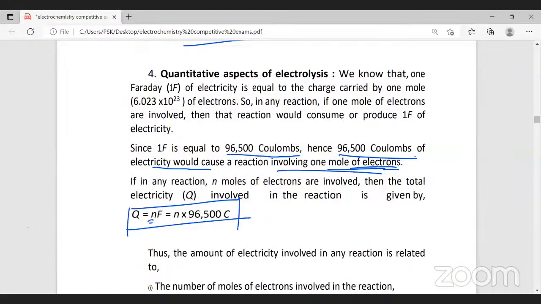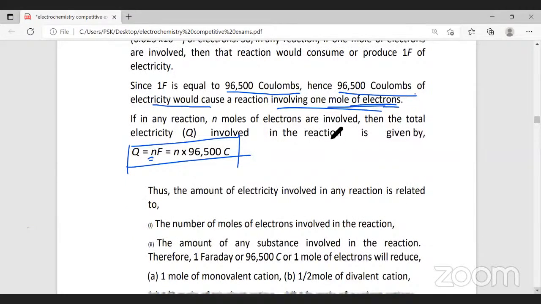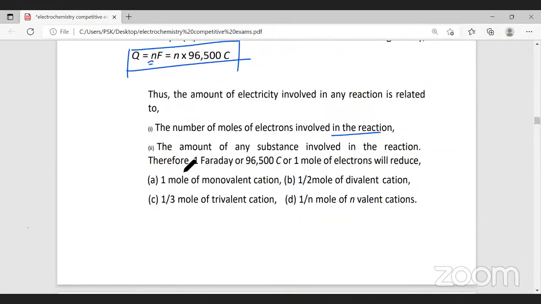Thus, the amount of electricity involved in any reaction is related to the number of moles of electrons involved in the reaction, and the amount of any substance involved in the reaction. Therefore, 1 Faraday or 96,500 coulomb is equal to 1 mole of electron. This will reduce 1 mole of monovalent cation, half a mole of divalent, 1/3 of trivalent, 1 by nth of n valent. Please read that statement and explain it to me. We learned it.